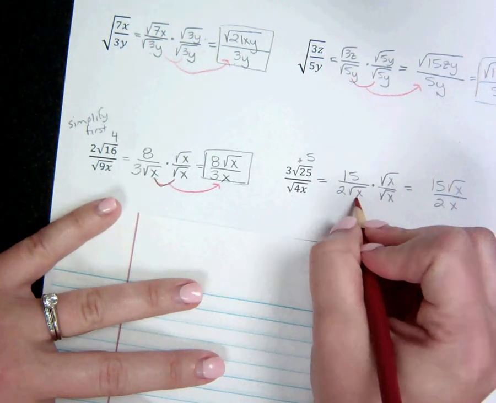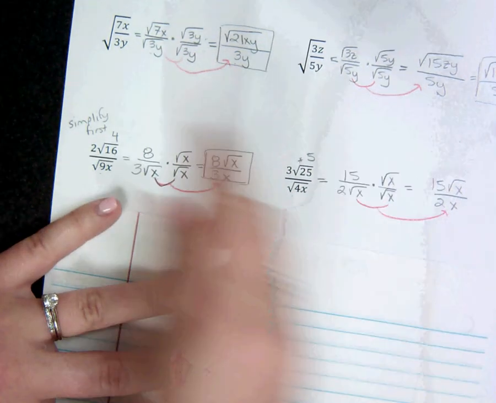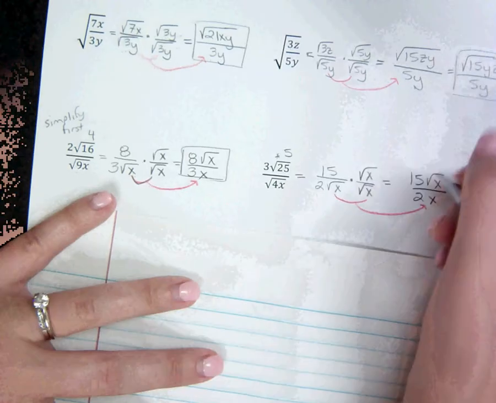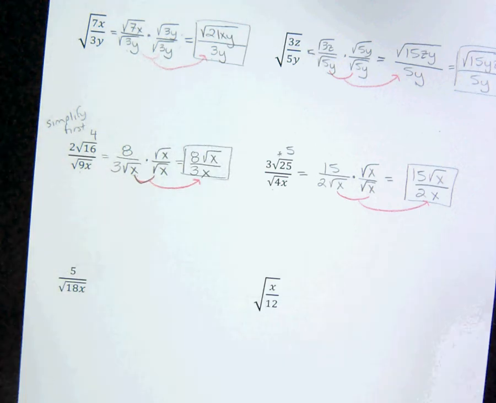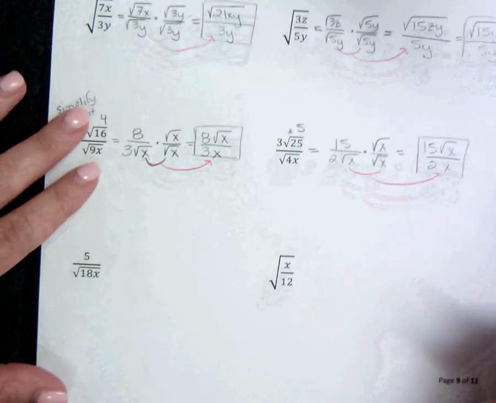And hopefully you're seeing that pattern. Radical x times radical x is just x. This saves you a little bit of time and mental energy. Let's try the last two here.